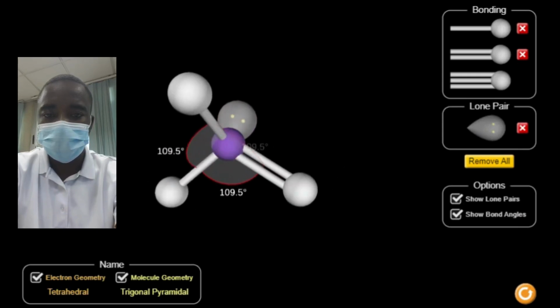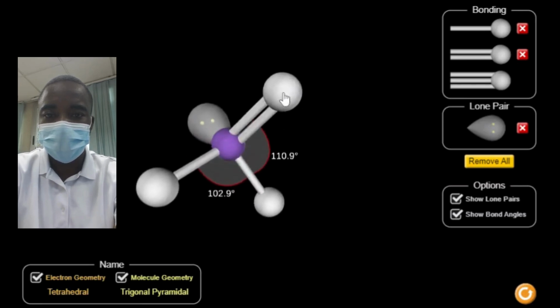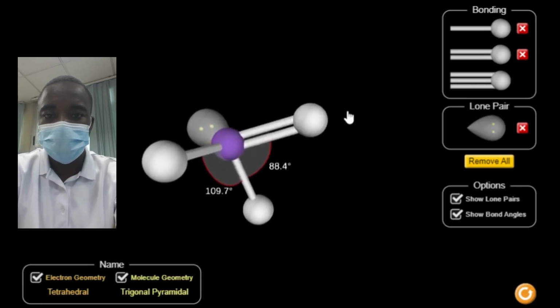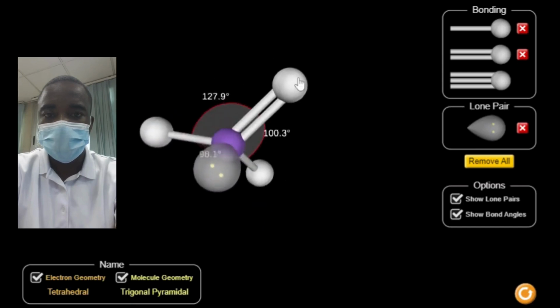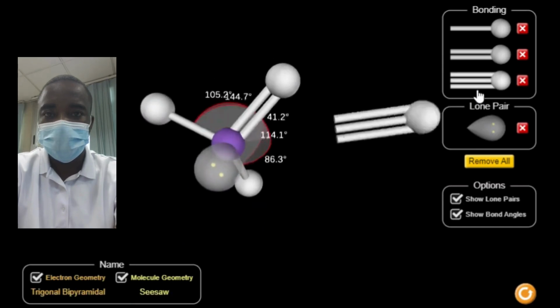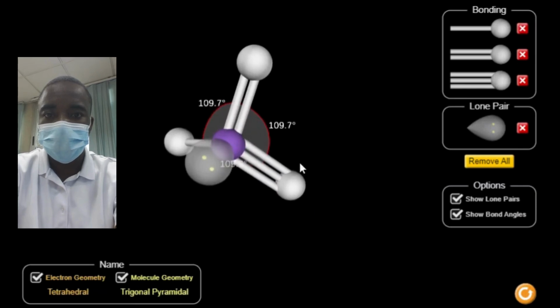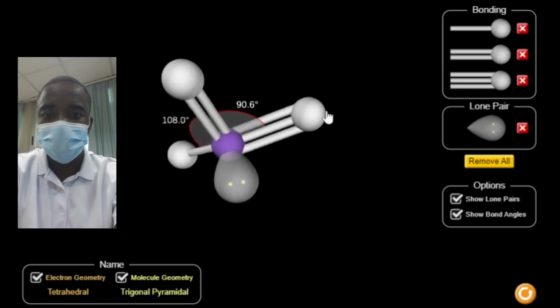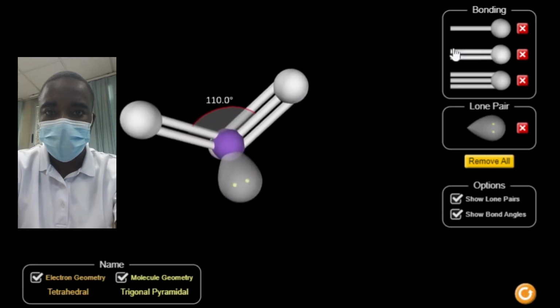The molecule shape simulation allows students to build molecular models by adding single, double, or triple bonded atoms to a central atom. By selecting different types of bonds, students can create a variety of molecular structures and observe how the type of bond affects the geometry of the molecule. This interactive feature helps students understand the relationship between bond type and molecular shape.